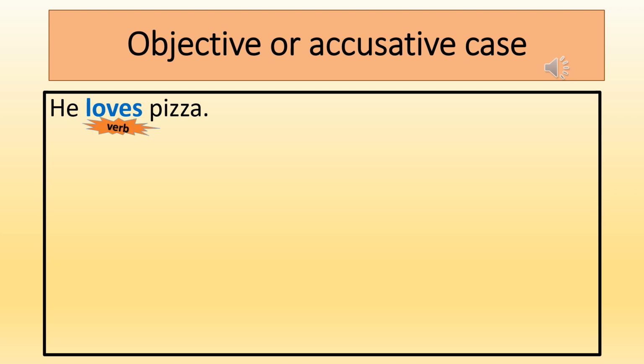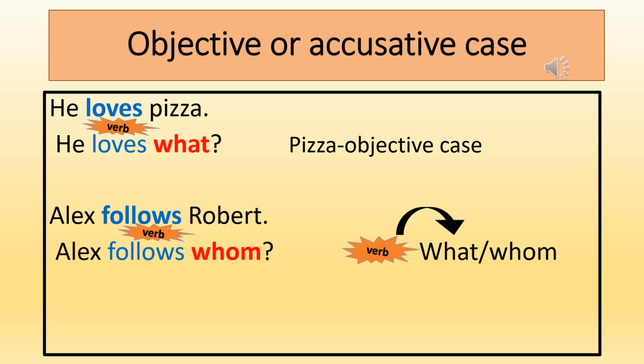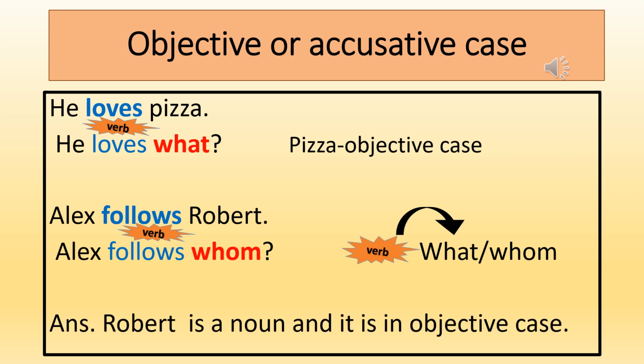He loves pizza. He loves what? Pizza. Pizza is an object. It's in accusative case. Alex follows Robert. Alex follows whom? Answer is Robert. Robert is a noun and it's in objective case.